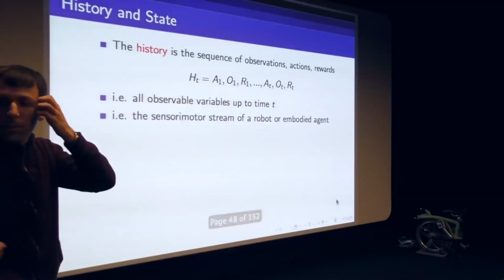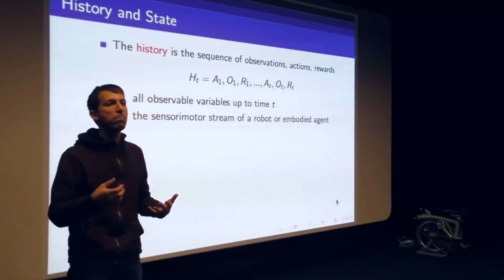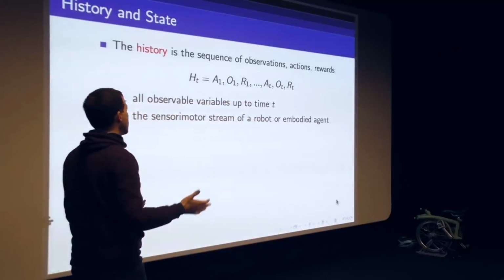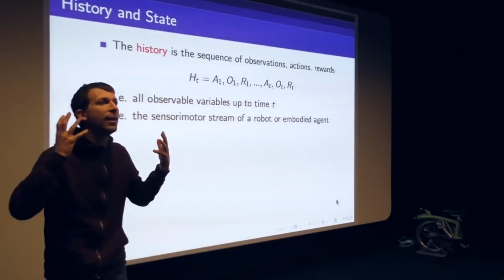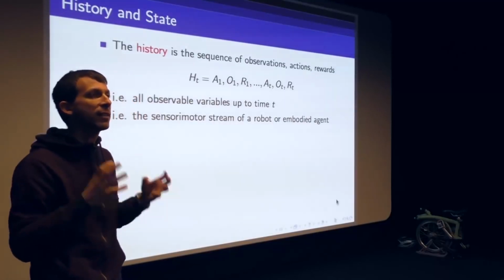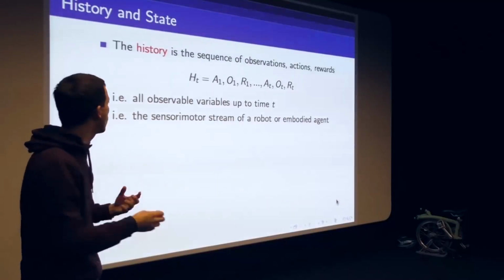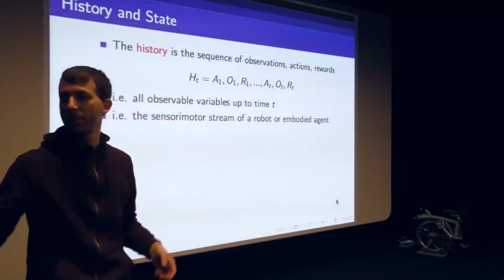And so you can think of this as the sensory motor stream of a robot or an embodied agent. But this also applies more generally. A game-playing agent or a trading agent has its own sensory motor stream of what the inputs are that it's seeing and the decisions that it's able to take. There's some well-defined interface between agent and environment, and we just get to control and see this stream of stuff that's coming into the agent from its environment.